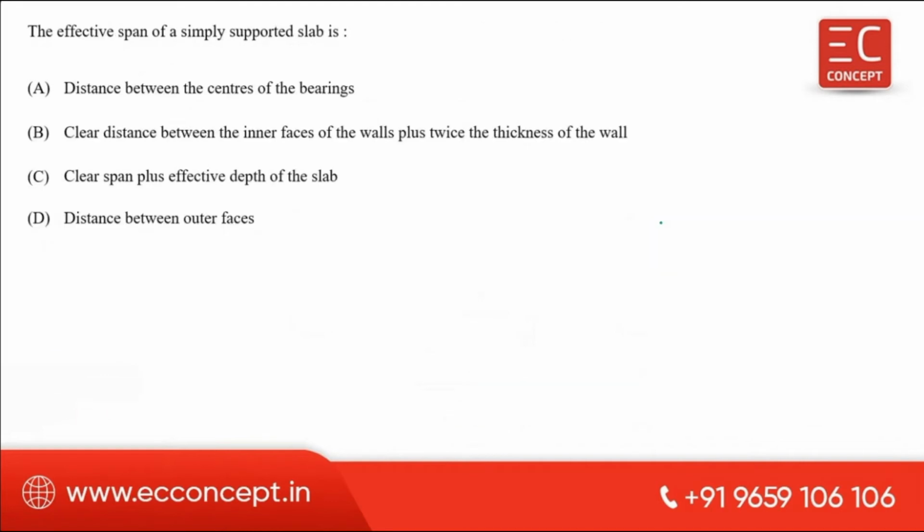Okay. Now next question. The effective span of a simply supported slab is. So answer for this question. So it's a distance between center of bearing, then the clear distance between the inner face of the wall plus twice the wall thickness, clear span plus effective depth of the slab, distance between the outer faces. So the answer for this question is A. That is, sorry, not A. Answer for this question is C. Clear span plus effective depth of the slab.